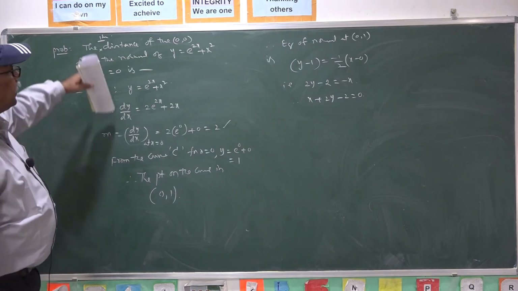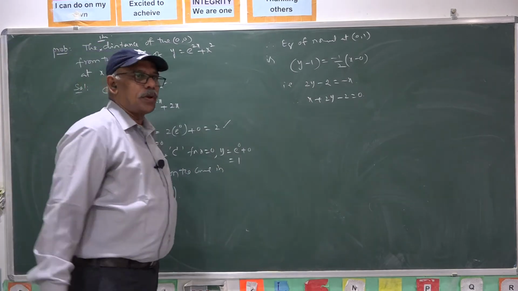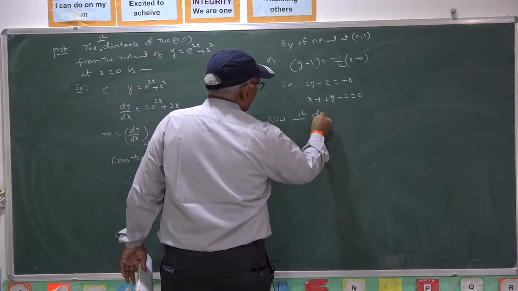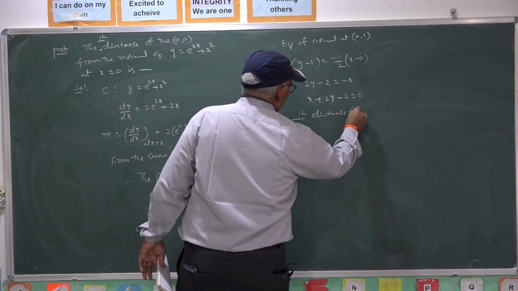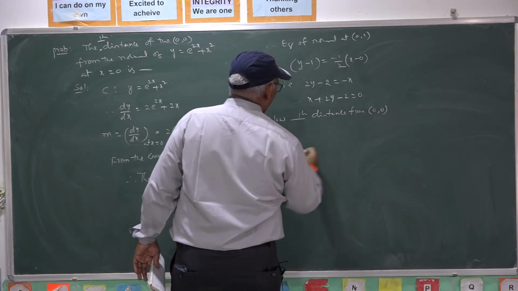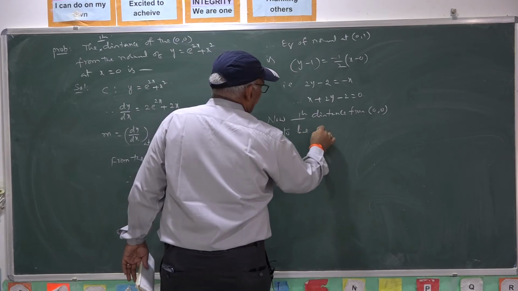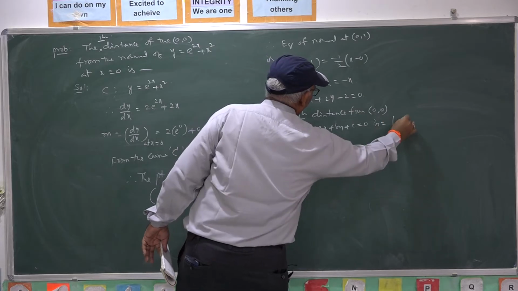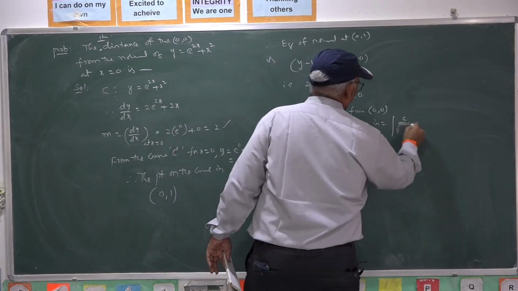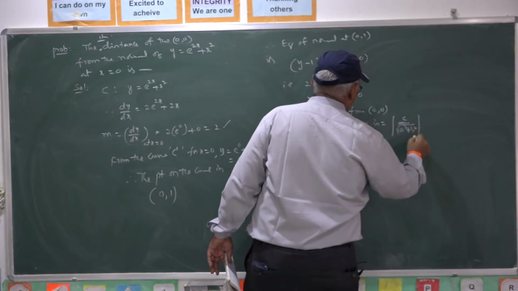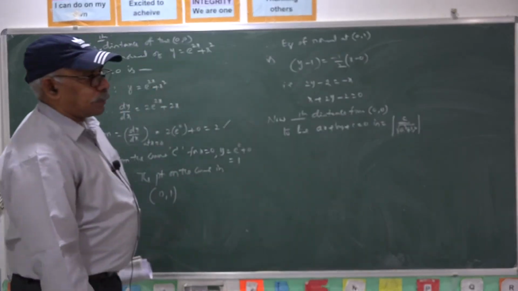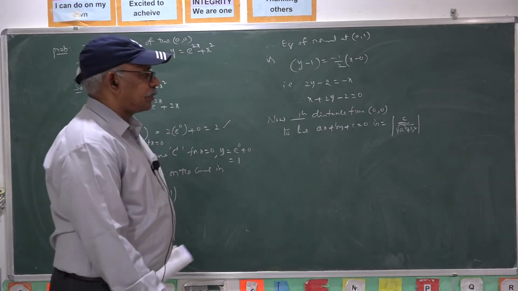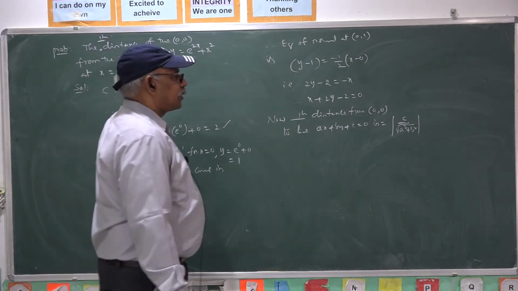Now, the perpendicular distance from origin to this normal, that is important here. The perpendicular distance from origin to any line of the form ax plus by plus c equal to 0 is modulus of c by root over a square plus b square.